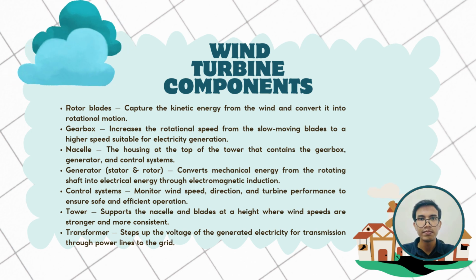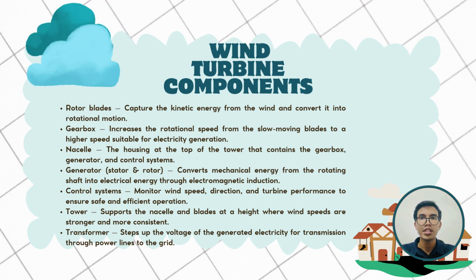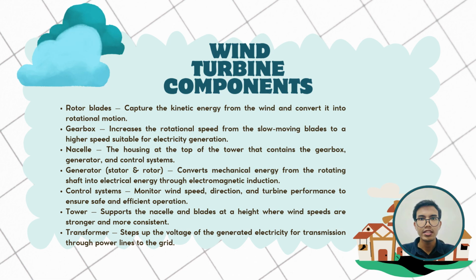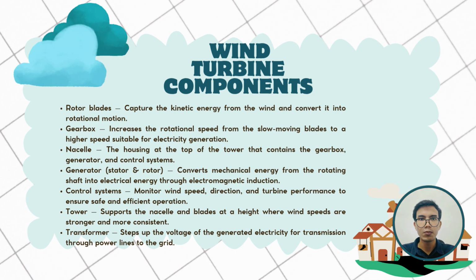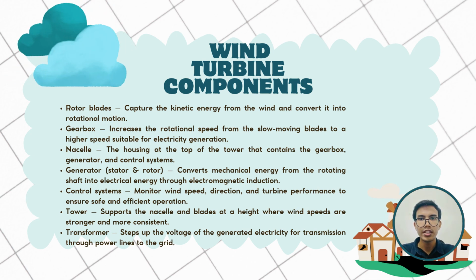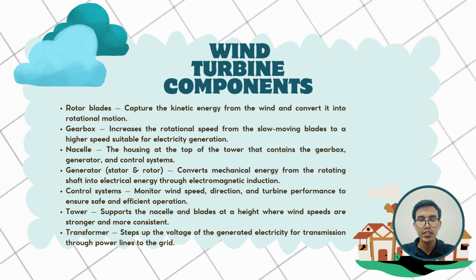electricity generation. The third component is the nacelle, which is the housing or protective structure at the top of the tower that contains the gearbox, generator and control system. Inside the nacelle, we find the generator, consisting of a stator and rotor, which converts the mechanical energy from the rotating shaft into electrical energy through electromagnetic induction.